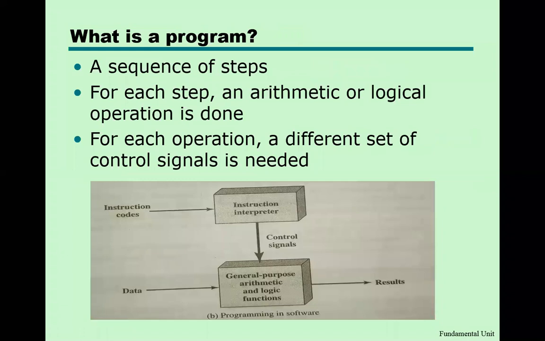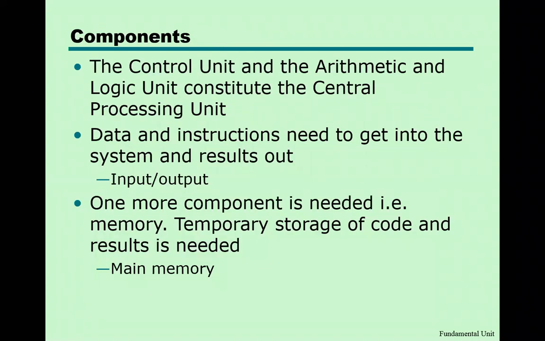So what is a program? A program is a sequence of steps, and for each step you will find an arithmetic and logical operation. For each operation, a different set of control signals is needed. In C, you have implemented a program, and in every program you will find a sequence of steps. You have written a program, but now you want to execute it.